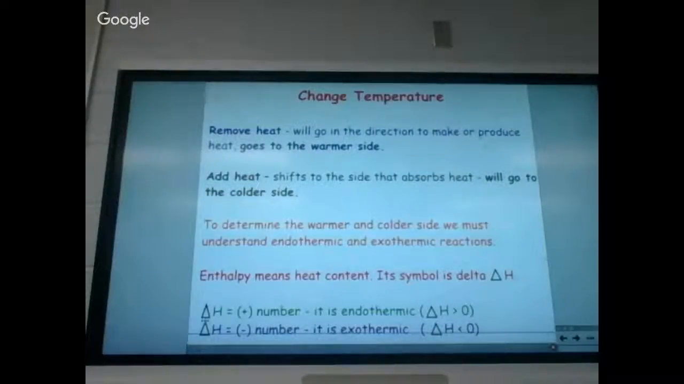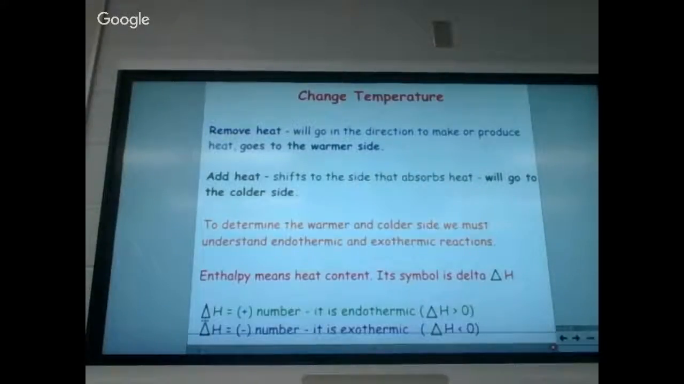Okay? Now, everybody should remember that enthalpy means heat content, right? You might need to write that one down. Enthalpy means heat content, and its symbol is delta H.